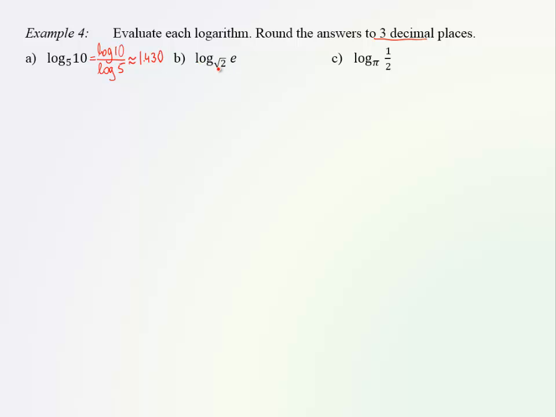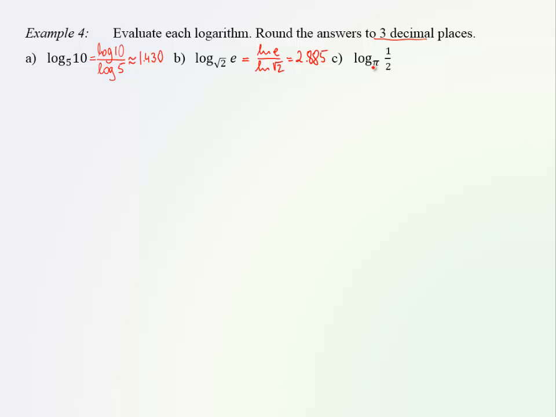Second expression, log base root 2 from e. Well, you could even use ln to make it easier. You can say ln e over ln root 2. And then evaluate this. The approximate number is 2.885 when you round to 3 places.